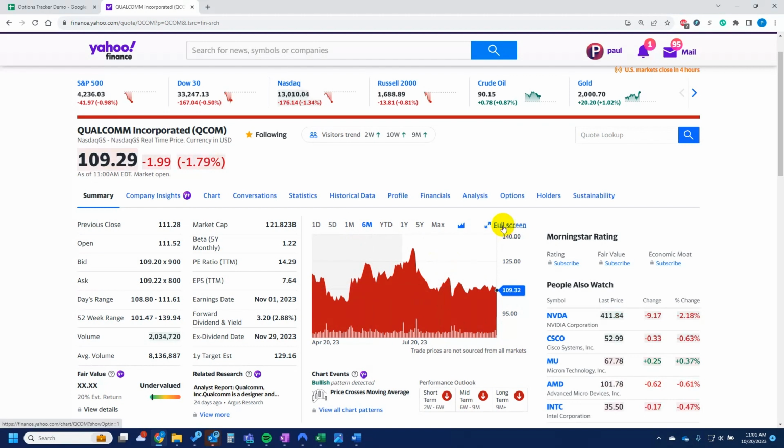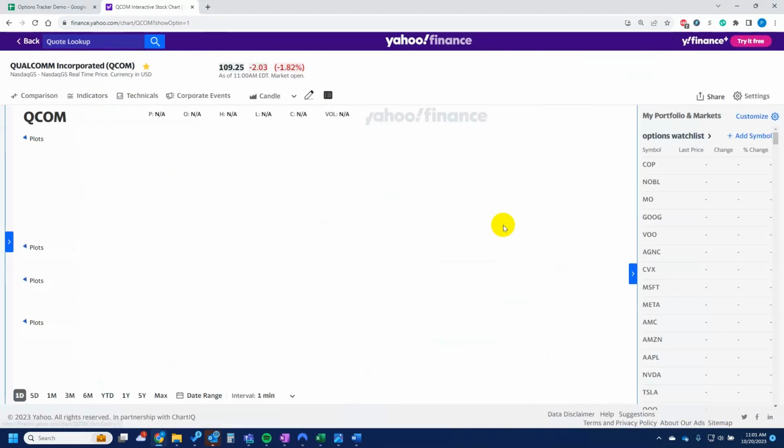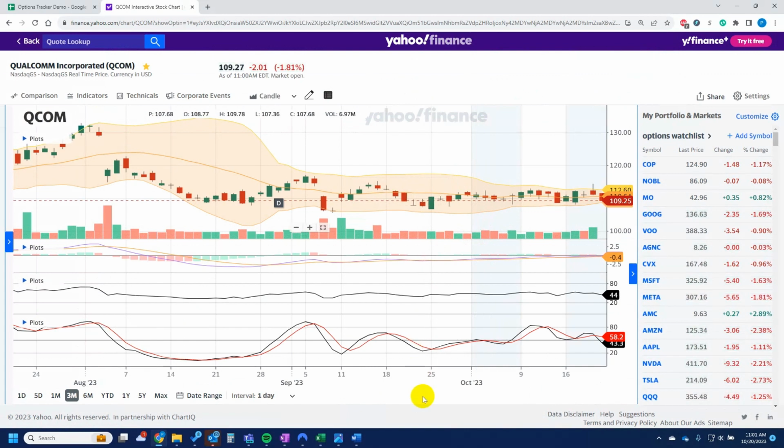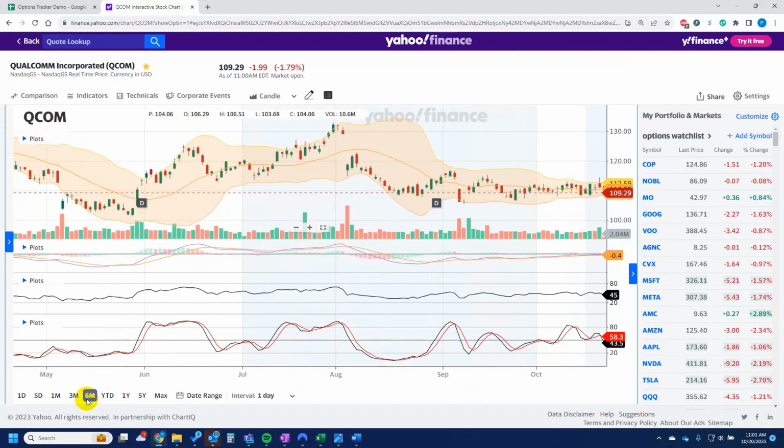I can go into full screen here and see a lot more information. Now yours will not appear exactly like that. You'll see the top box. But this is showing me the daily. This is set for 3 months currently. I could change it to 6 months. It's showing me the price levels, confirming what the previous screen showed.